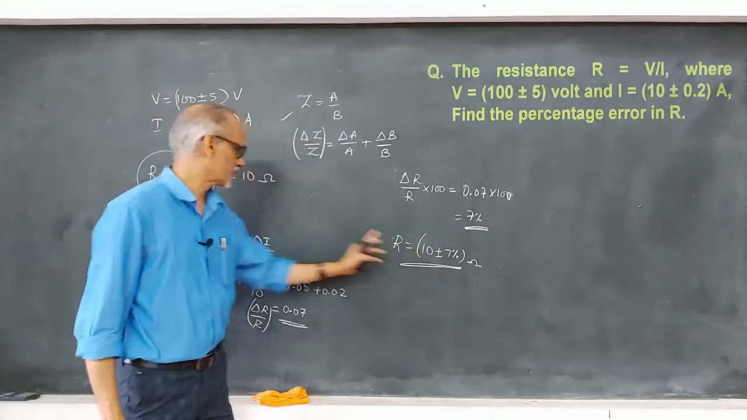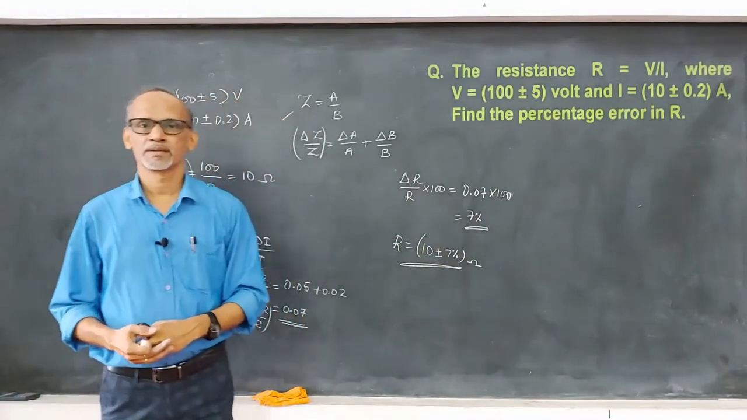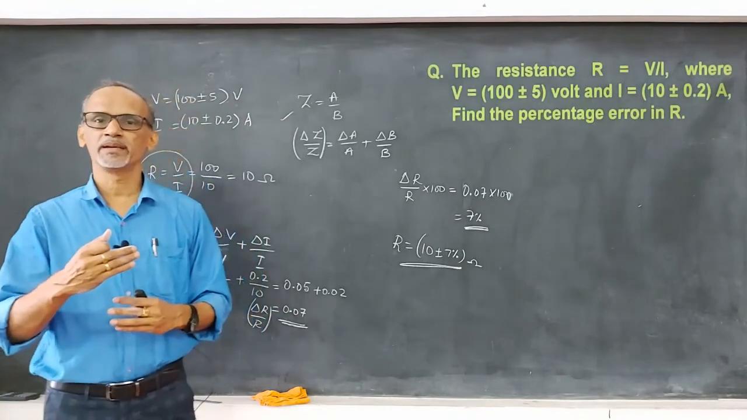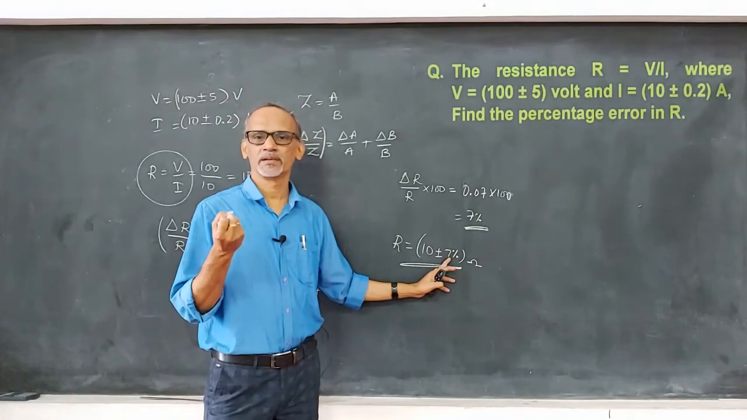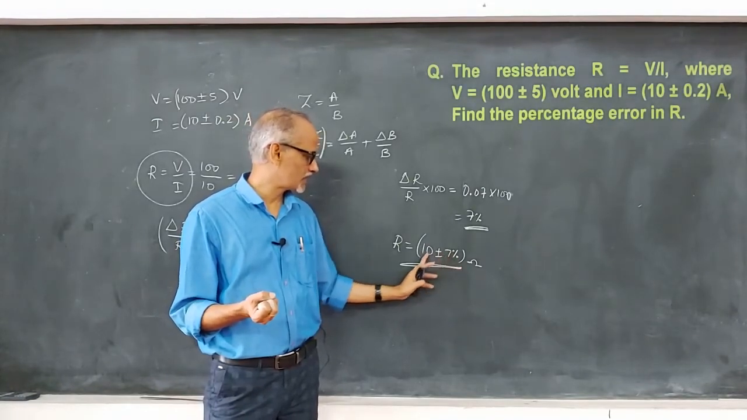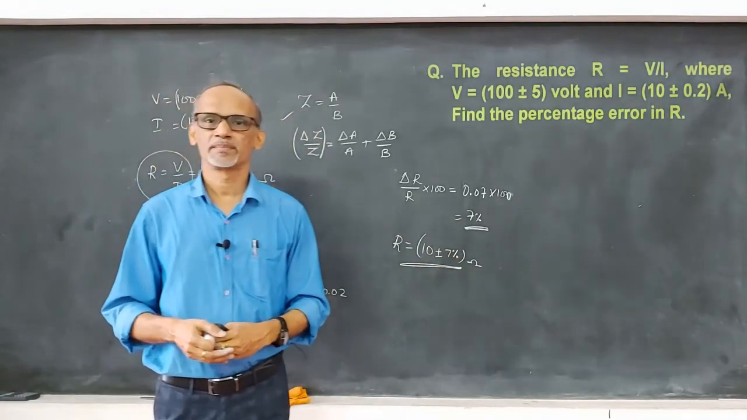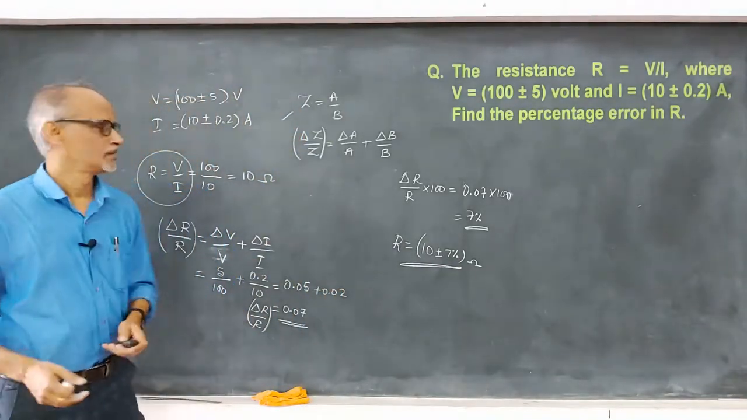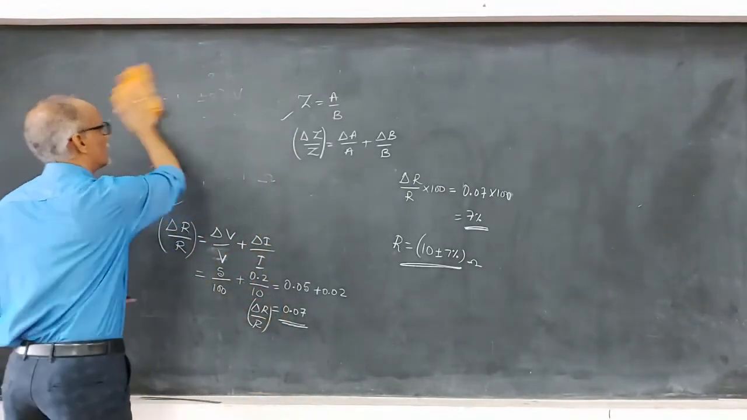The actual value of the resistance is 10 ohm, and the percentage error is how much? 7%. Why do we write plus or minus 7? Because we don't know which way the error goes. Whenever we measure, the variation is either 7% more than the value of 10, or it can be lesser than the value of 10. That's why we write plus or minus 7%. So hope you have understood the method of finding error. We'll try one more numerical based on the error.